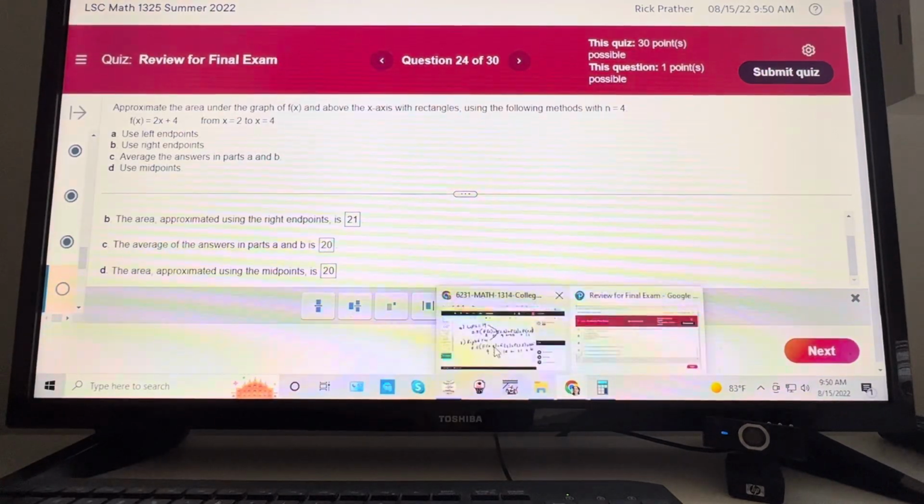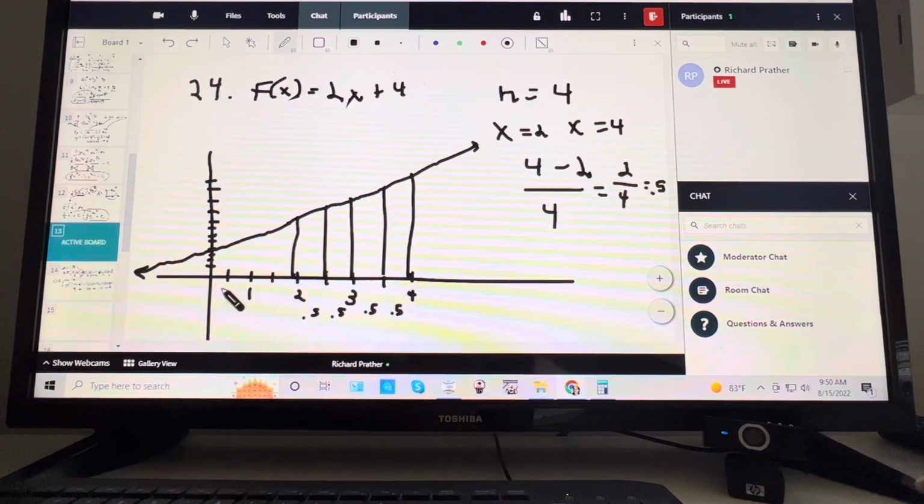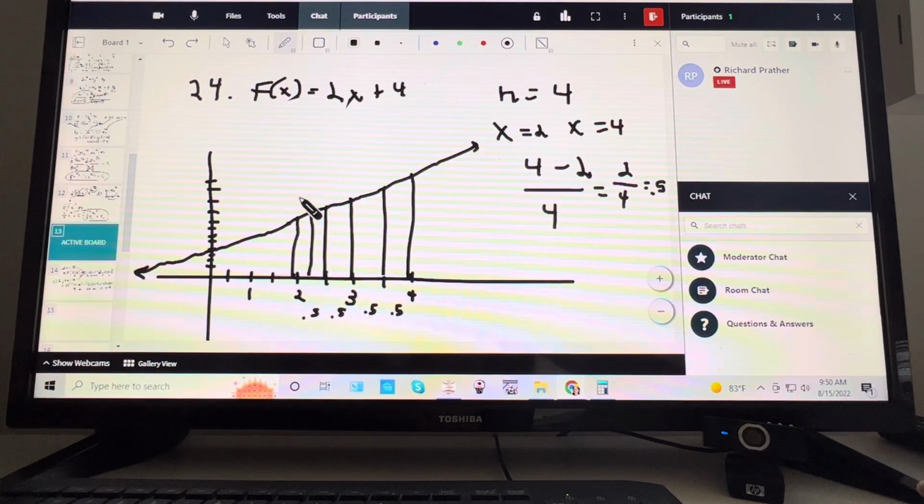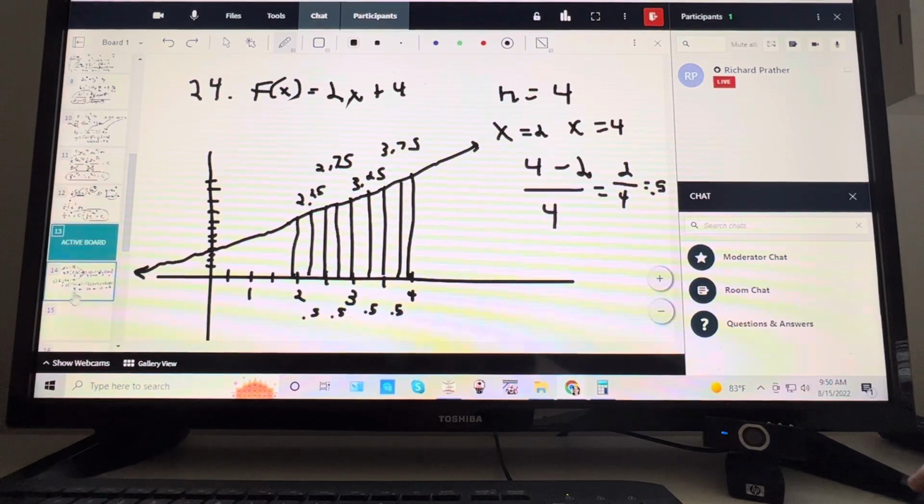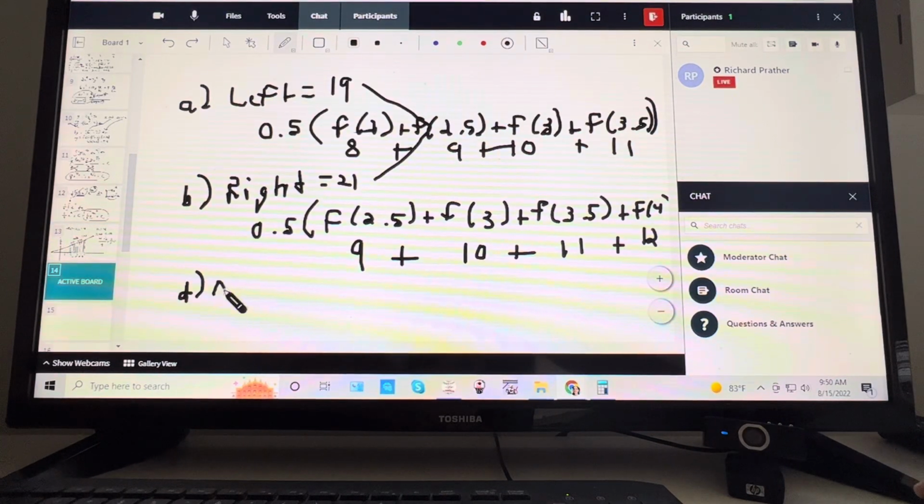But to do the midpoint spots, you would be halfway between 2 and 2.5, which would be 2.25. And halfway between 2.5 and 3 is 2.75. Halfway between 3 and 3.5 is 3.25. And halfway between 3.5 and 4 is 3.75. So using midpoints for your rectangles for the heights, you're still going to have half width intervals once you determine that it's the same in every version.